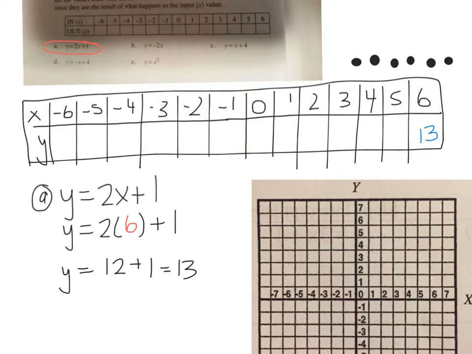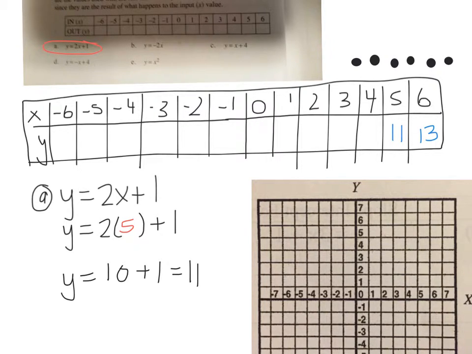Alright, let's try that again. What if, instead of putting in a 6, what if now I put in a 5? What would happen if I put in a 5? Okay, I get y equals 2 times 5 plus 1. Y equals 2 times 5 is 10 plus 1. That's 11. So if I put in a 5, 11 comes out.